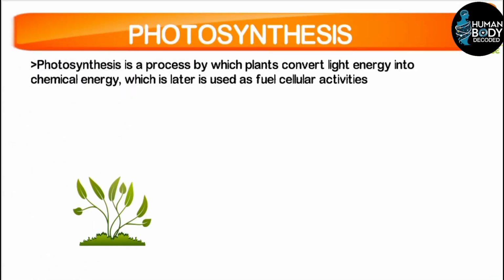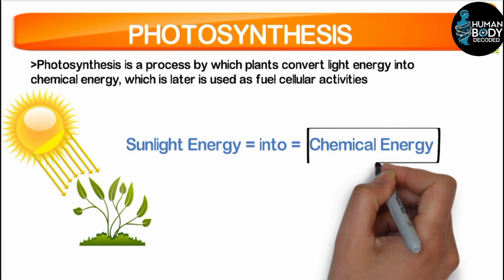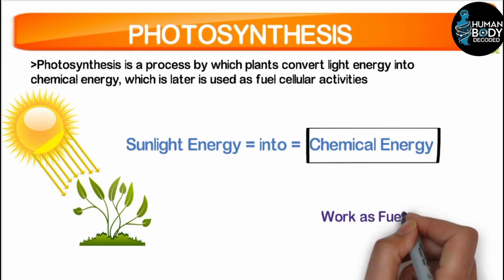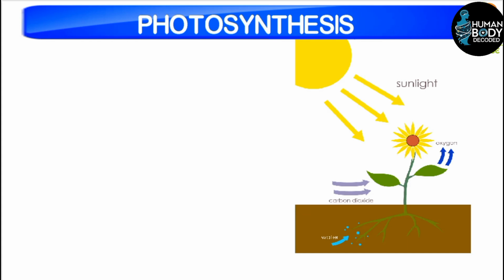Photosynthesis is the process by which plants convert sunlight energy into chemical energy. This chemical energy serves as fuel, powering various cellular activities in their bodies. In today's lecture, we'll explore everything about photosynthesis.